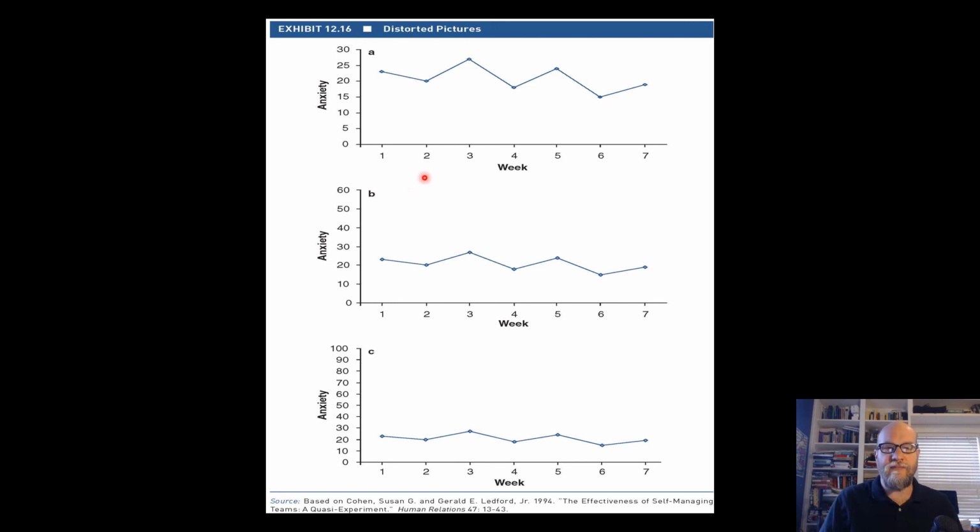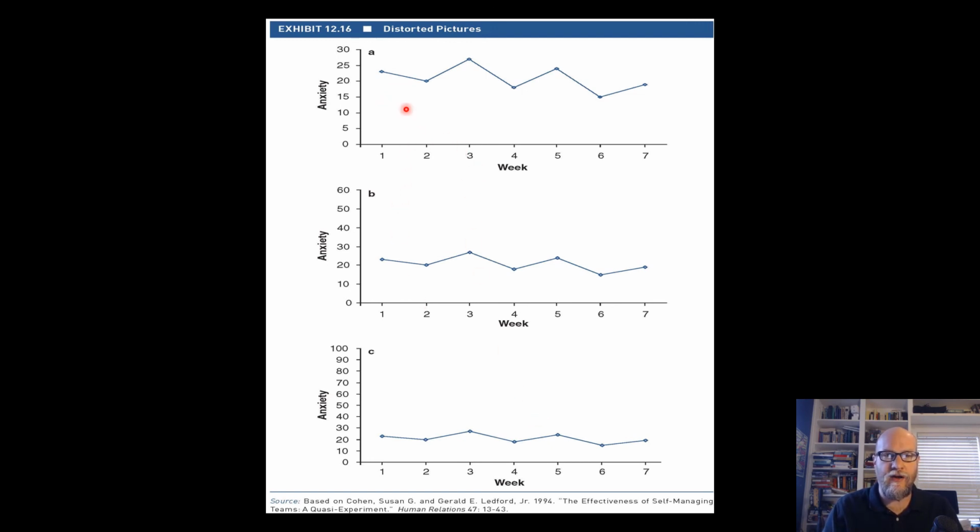This is the exact same data. What you'll notice is different. The number of days of the week, the x-axis, stays the same, 1 through 7. But what you notice is the scale on the y-axis goes from including 0 to 30, 0 to 60, or 0 to 100. These are the exact same points of data.